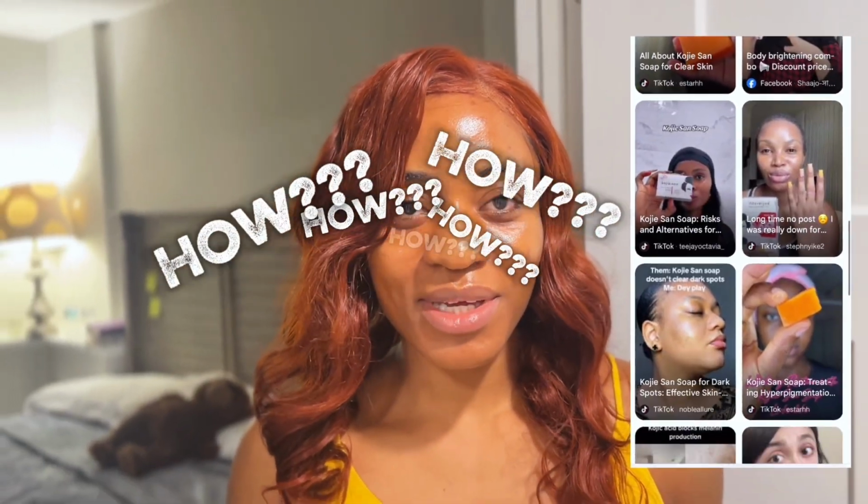Now, if you don't know Kojie San soap, you're probably living under a cave, because it is a very popular soap and it's said to treat hyperpigmentation, especially stubborn hyperpigmentation. I'm talking about insect bites from childhood. I'm talking about difficult areas like knuckles and knees, and just body hyperpigmentation that sometimes seems impossible to get rid of. This soap can get rid of it.